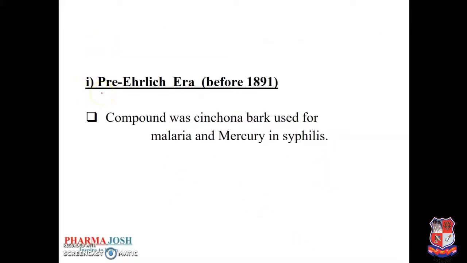In the first, pre-Ehrlich era, before 1891, the compounds were cinchona bark used for malaria and mercury for syphilis. Before 1891 there was no Ehrlich era. During that time, cinchona bark was used in the treatment of malaria. Earlier, there was no information regarding chemotherapy. And mercury was also used in the treatment of syphilis and skin infections. So this is the earlier history, knowing that these agents were used for particular infections.